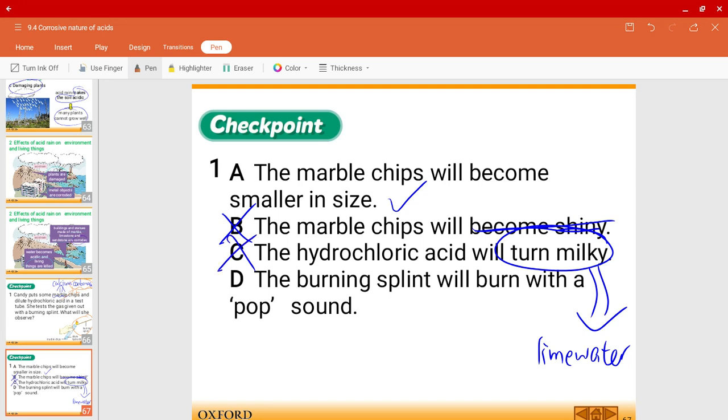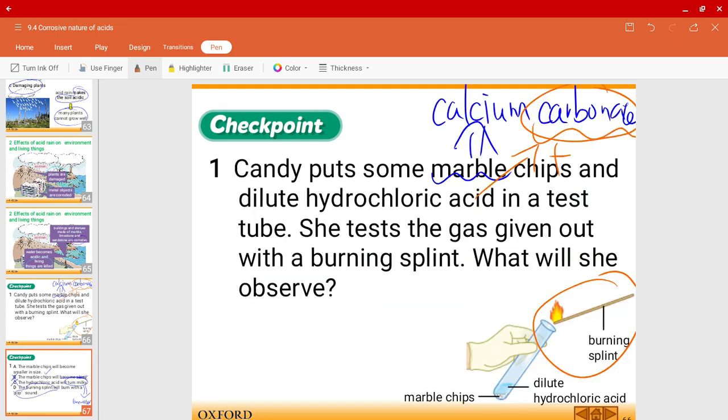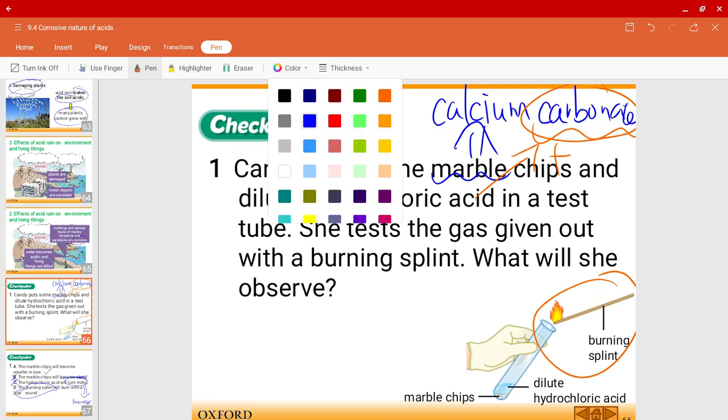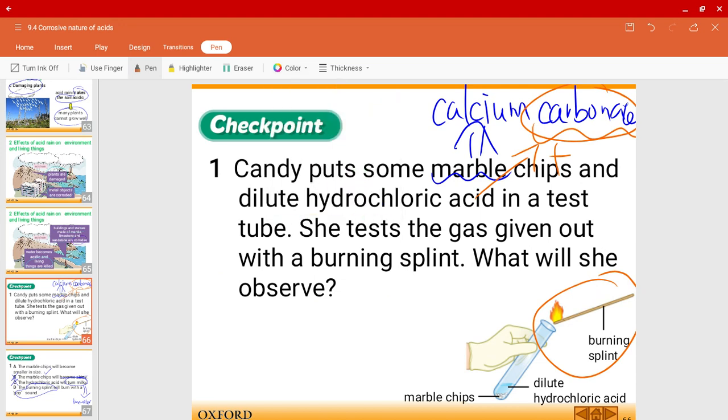Finally, D, the burning splint will burn with a pop sound. Hey, that's correct, actually. Burning splint, pop sound? Yeah, what's wrong with that? Nothing wrong. Now, you gotta be careful. Let's go back to the question. The question is about calcium carbonate with hydrochloric acid, right? This is where you'll need to know the word equation.